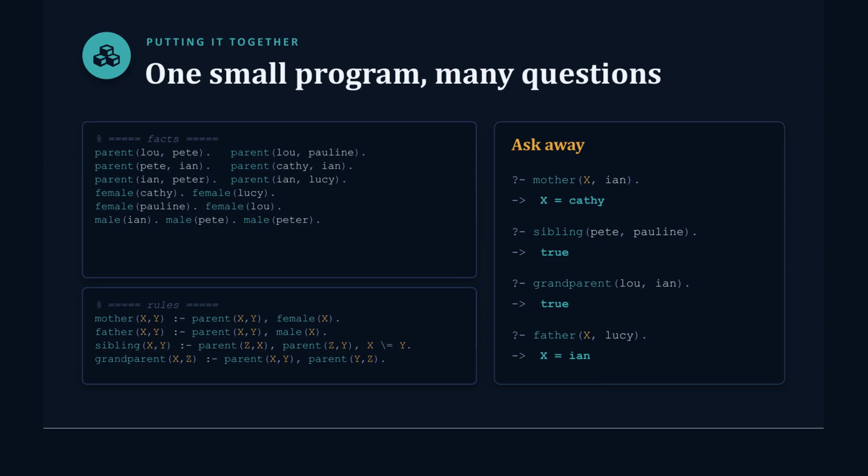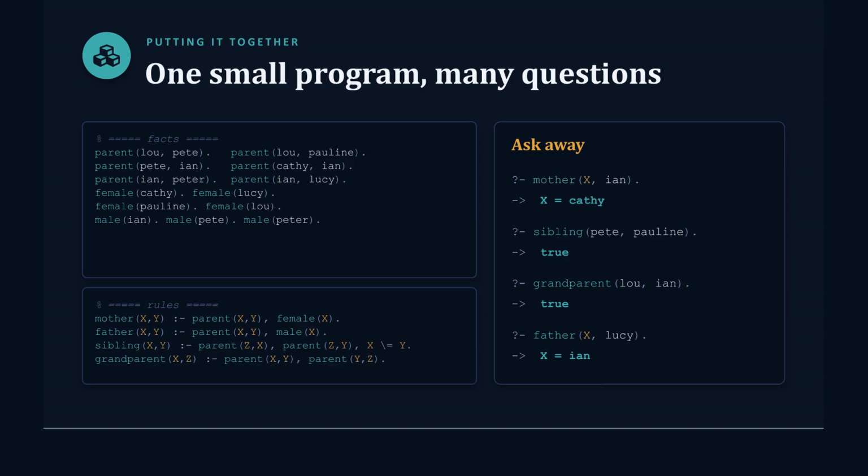Here is everything assembled into one small program, a handful of facts about parents and gender, and a stack of rules built on top of them, including mother, father, sibling, and grandparent. From this single program we can ask a remarkable range of questions. Who are Ian's parents? Is Pauline a sister of Pete? Who are Lucy's grandparents? Each answer is computed on demand by combining facts through rules. This is the payoff of the declarative style, a compact description of relationships, and a system that does the searching for you.